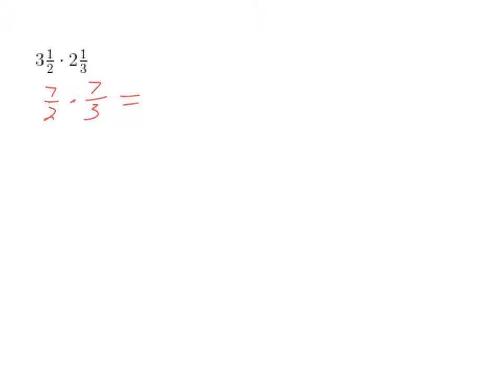Now we multiply straight across. 7 times 7 is 49. 2 times 3 is 6. And then since they started off as mixed numbers, we can turn this into a mixed number. 6 goes into 49 8 times with 1 left over. So 8 1/6.